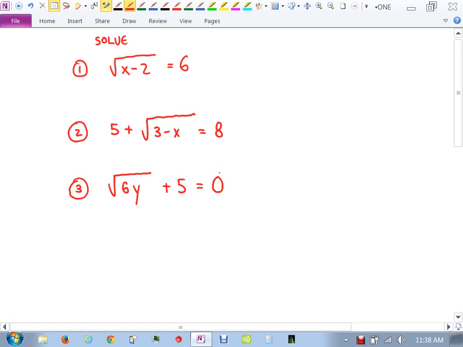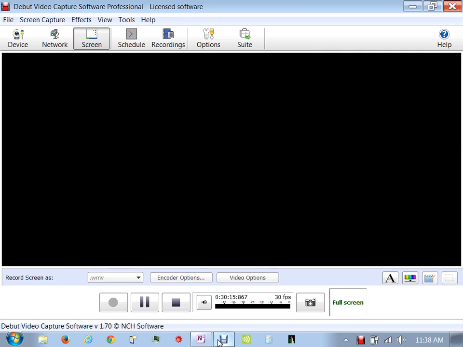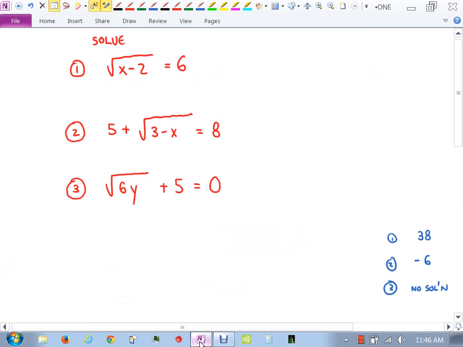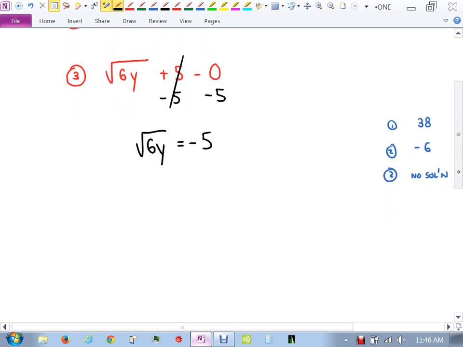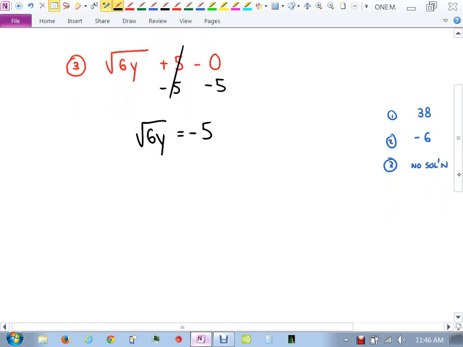All right, go ahead. I'm going to pause the video. Okay, so for this last one, I'm going to subtract 5 on both sides. And that'll give me root 6y equals negative 5. A lot of people are okay getting up to that point.